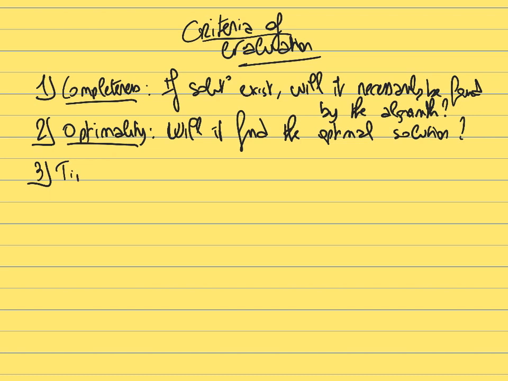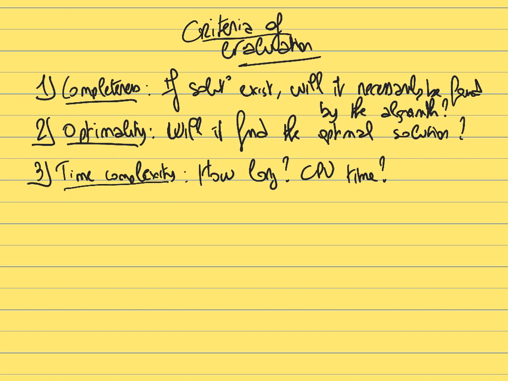The third thing is the time complexity. The time complexity is, assuming that the algorithm finds a solution, how long will it take to find this solution? The way you measure this is how much CPU time the processor is going to be working to solve this problem. How much computing time does it take to solve this problem?